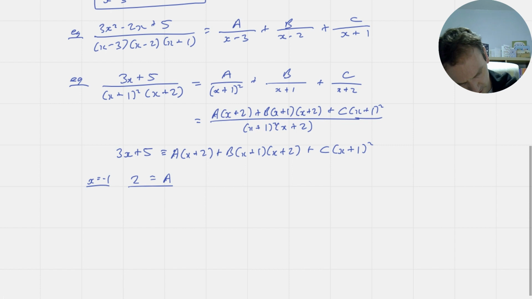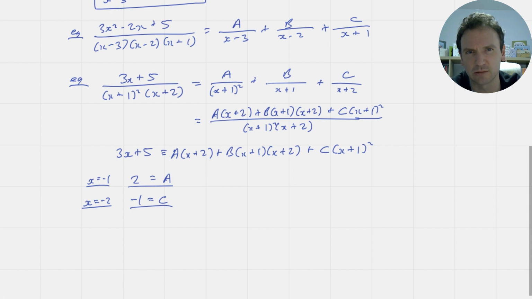What else could we substitute in? Well, x equals negative 2 is going to make two of them disappear. So if we sub in x equals negative 2, we'll get negative 6 plus 5, or negative 1. And then we'll get equal to, the first term will disappear because x plus 2 is 0. The second term will disappear. And we're just left with c lots of x plus 1 squared. Well, negative 2 plus 1 is negative 1. Squared is just 1. So we just get 1c there. So again, we've got our c straight away.